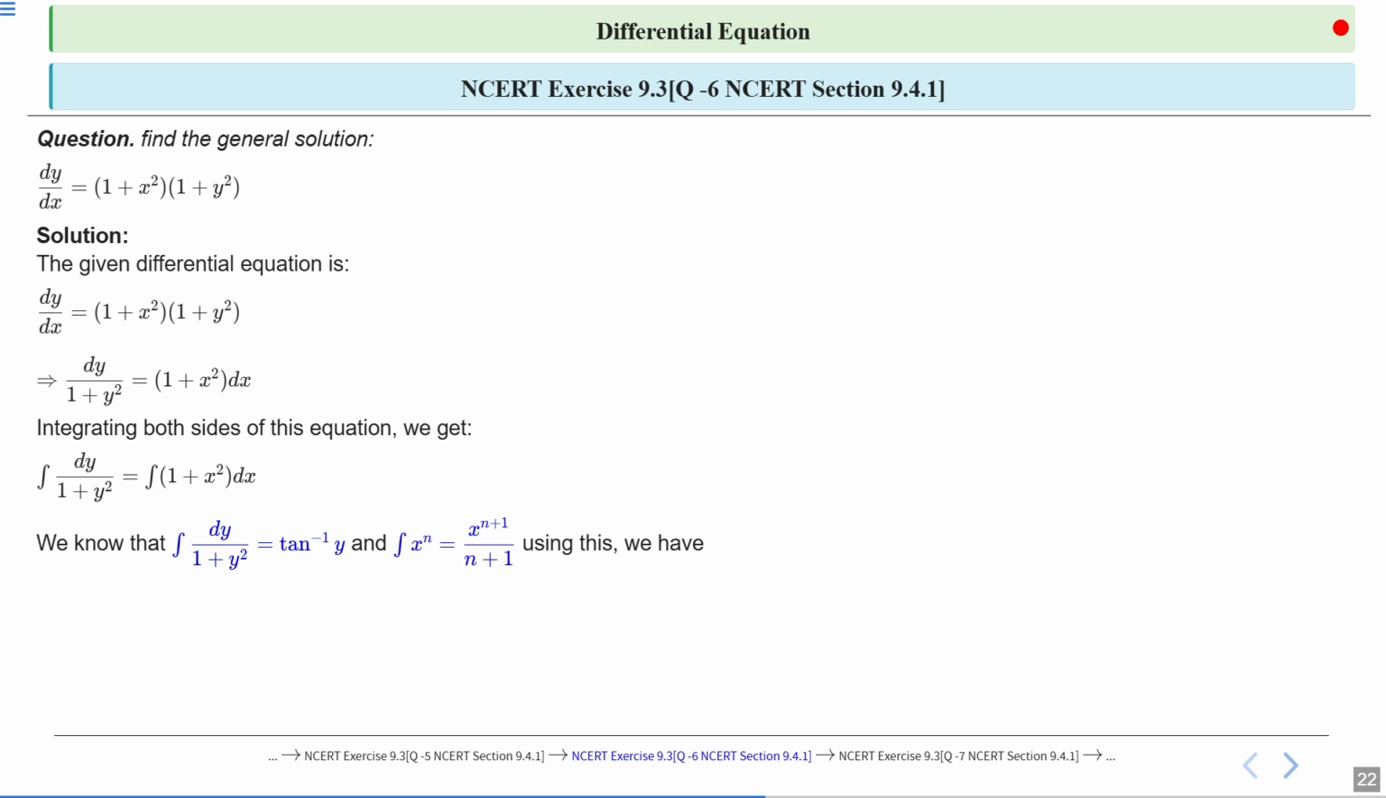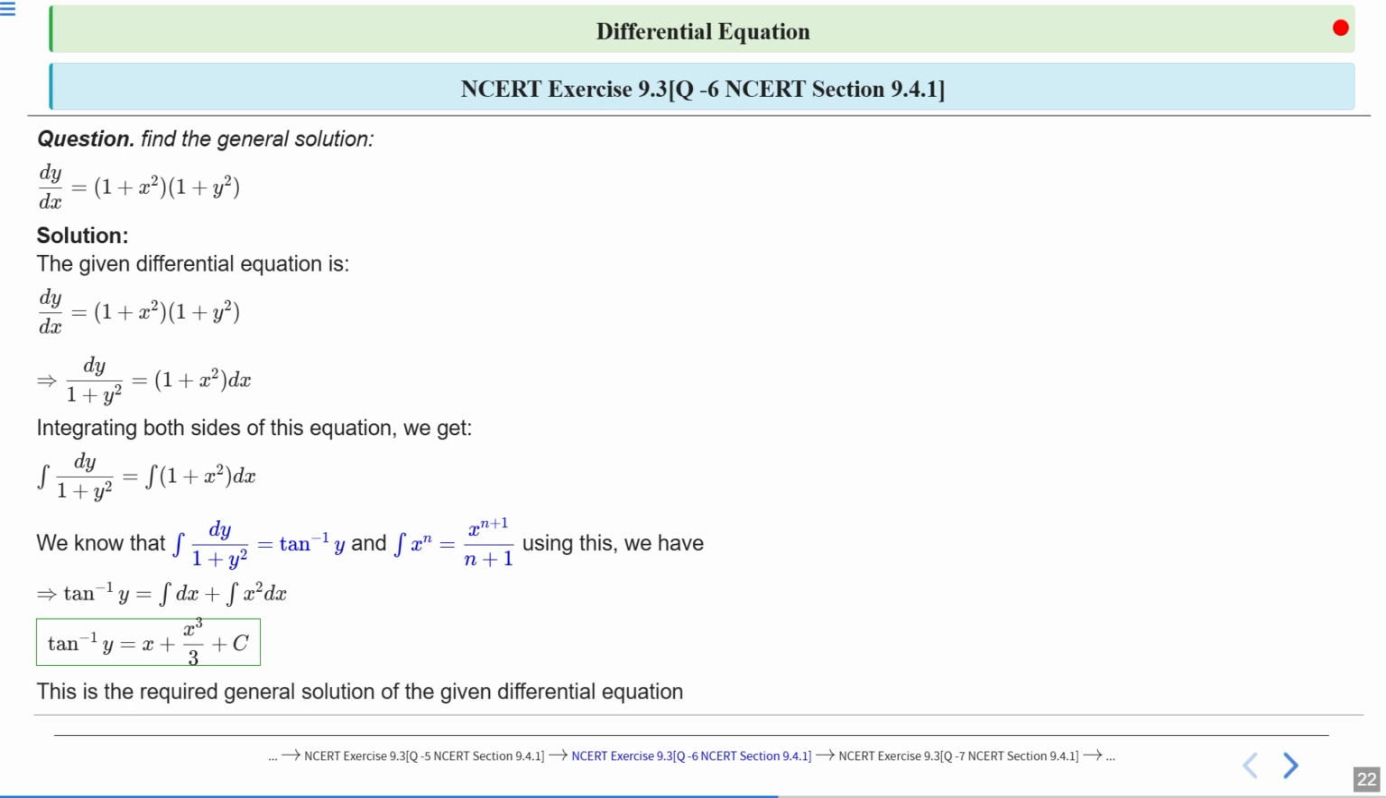So using this, the integration of dy/(1 + y²) is tan inverse y, and the integration of 1 is dx plus the integration of x² dx, that is, tan inverse y is equal to x plus x³/3 plus c. This is the required general solution of the given differential equation. Clear?